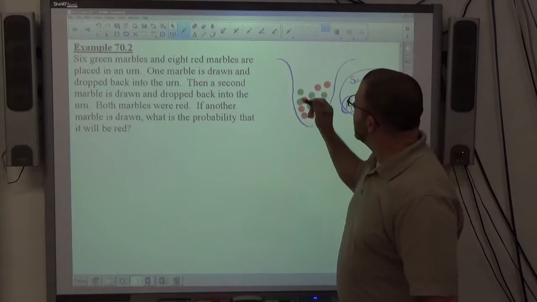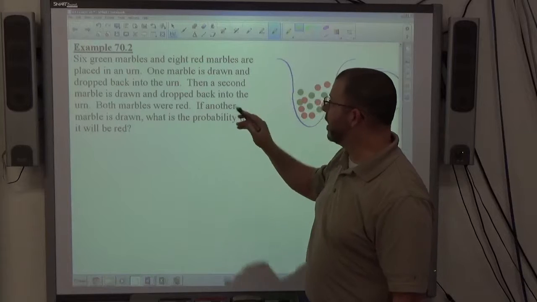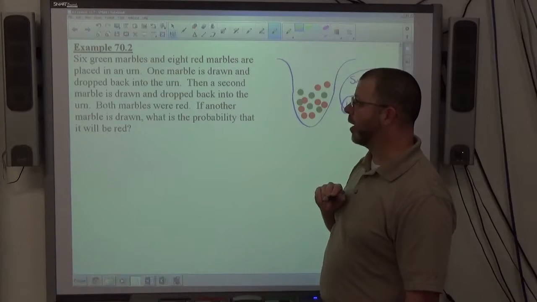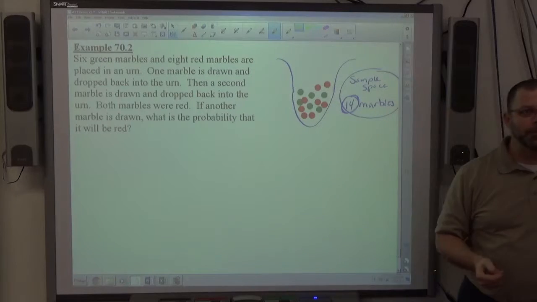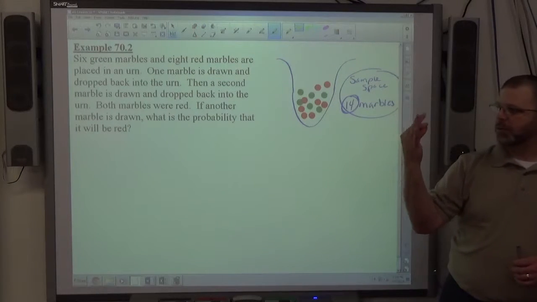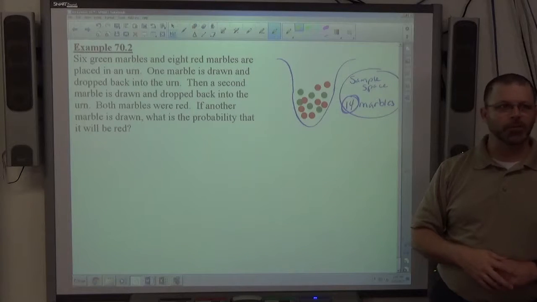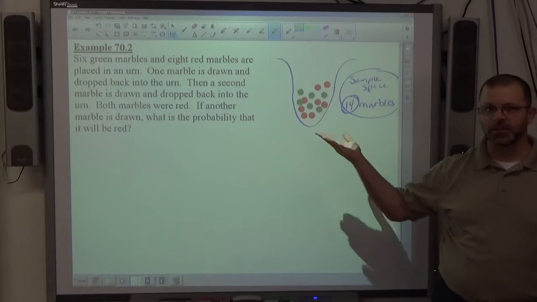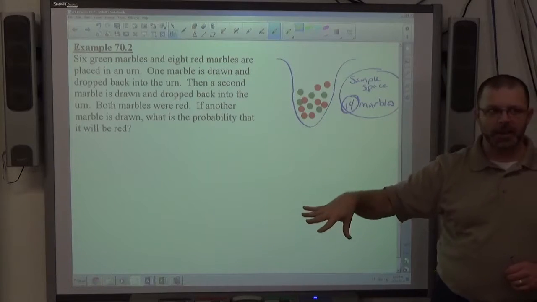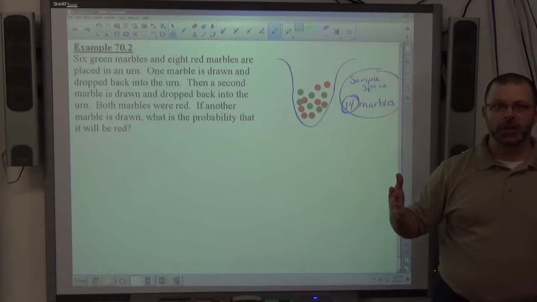Okay, now, it tells us that one marble's drawn and dropped back, and then a second marble's drawn and dropped back. Both marbles were red. That's similar to them saying we flipped a coin 3 times, got heads every time. I took a marble out, looked at it, it was red, put it back in. How many marbles in the urn? 14. 14, 6 green, 8 red. Do it again, pull the marble out, look at it, it's red, stick it back in. There's still 6 green and 8 red, right?